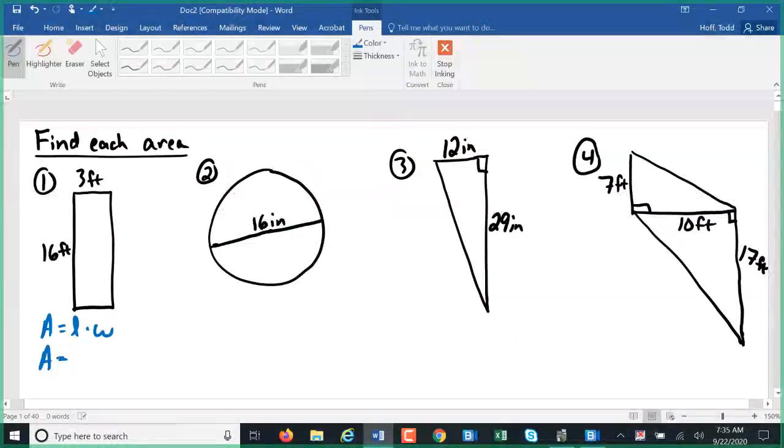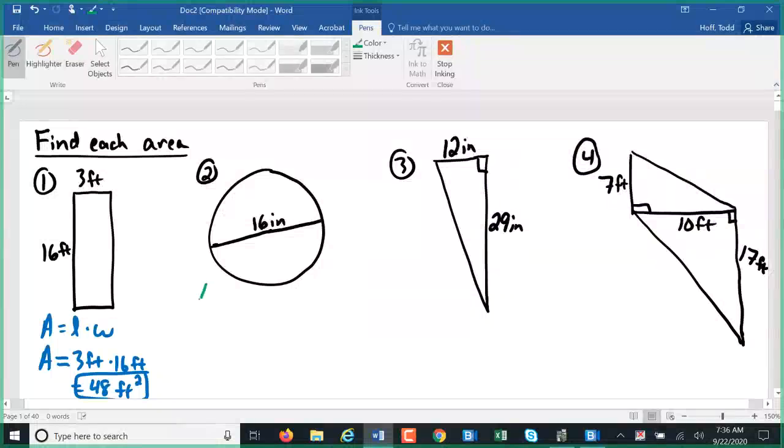Doesn't matter which measurement we use for the length and which one for the width. We typically think of the length as being longer than the width, but it doesn't matter. So this is 3 feet times 16 feet. Well, 3 times 16 is 48, and feet times feet is square feet. So it's 48 square feet, or 48 feet squared.